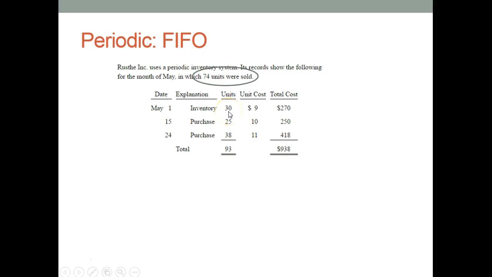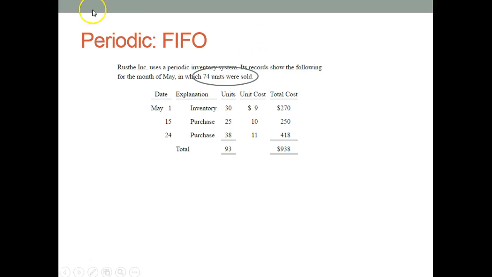We start in May with an inventory of 30 units that cost us $9. In the middle of May, we purchased 25 more, and oh, look at that, our price goes up. It's now $10. And on the 24th, we purchased 38 more with yet another slight increase to $11. That means we've got 93 total units in our costing system for a total value of $938. So if 74 units of these are sold, we can figure out what our cost of goods sold is.